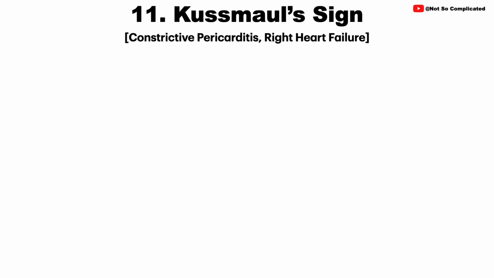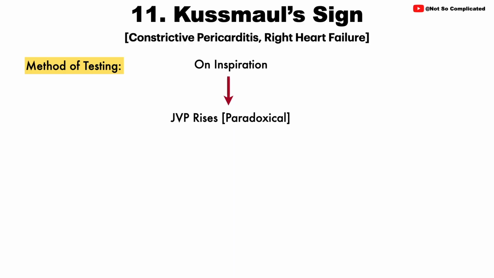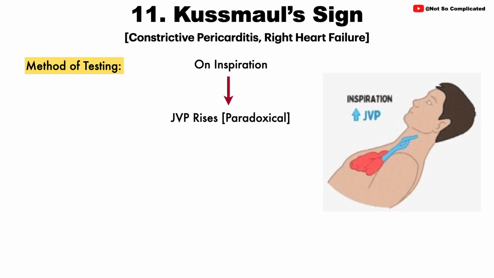All right, so the 11th sign is Kussmaul sign, and it is seen in constrictive pericarditis, right heart failure. What actually happens is that on inspiration JVP rises, that is jugular venous pressure rises. Actually, on expiration JVP rises in usual cases, but in constrictive pericarditis it rises on inspiration. All right, so this is it for your visual memory. I have just attached a picture in here.